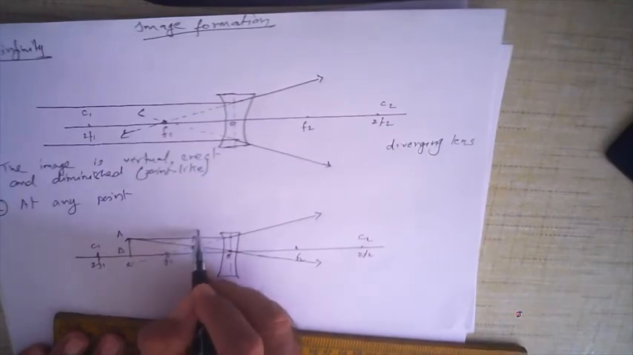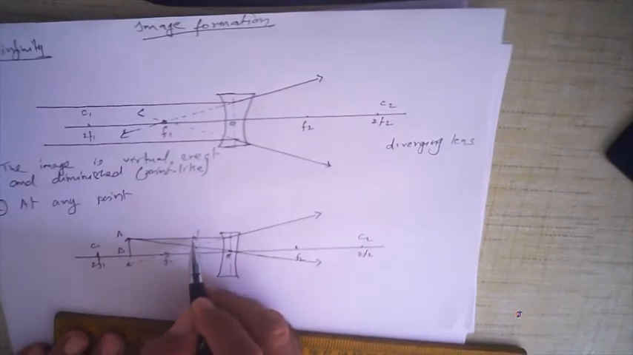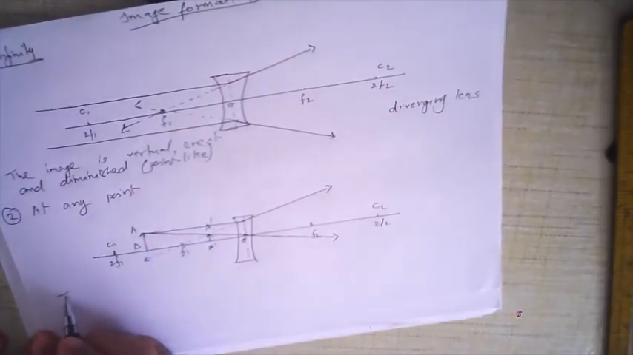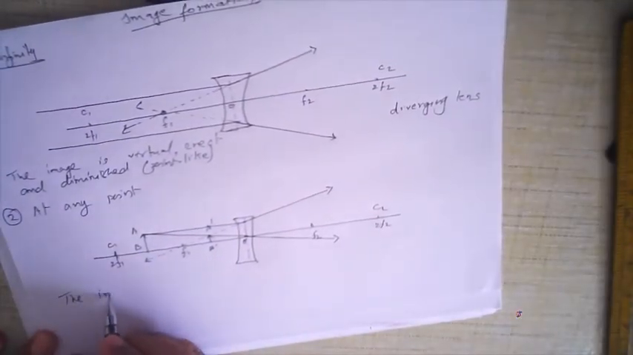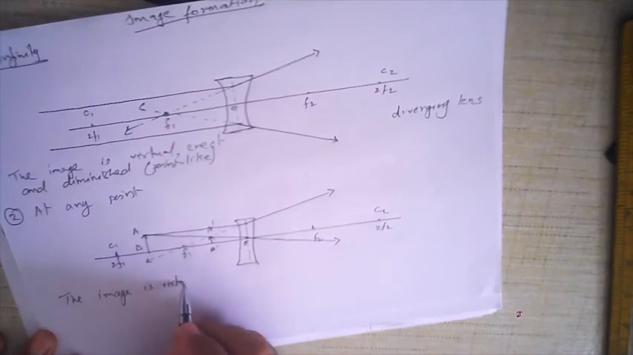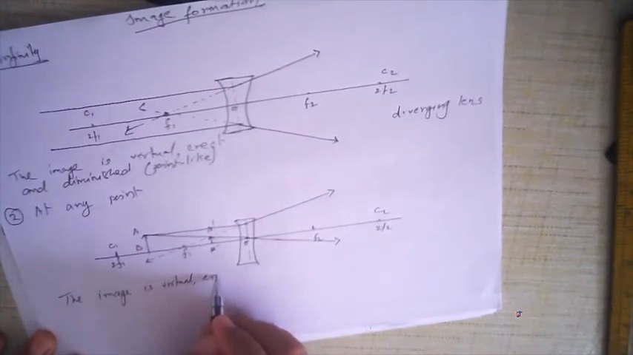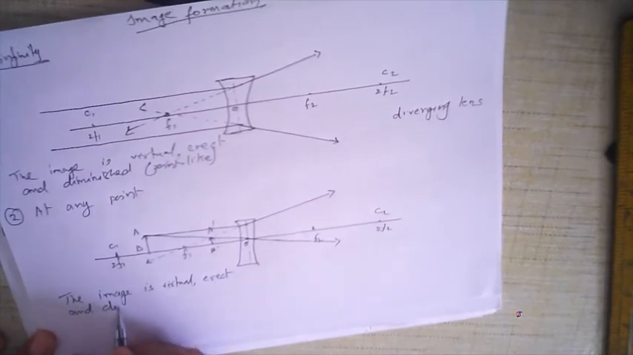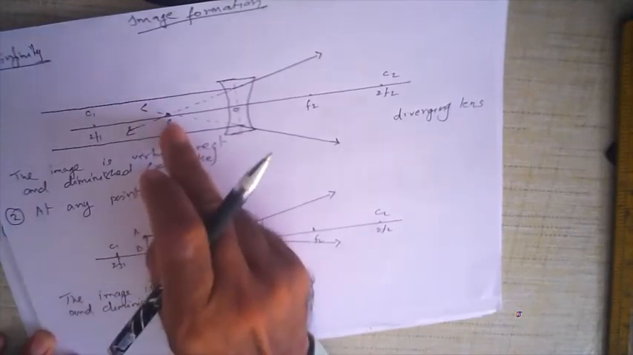An image is formed here, A dash, B dash. The image is formed here, and you can see it is erect. So this description is okay, there is no problem here. The image is not real, it is virtual. Because it is virtual, it is erect and diminished. But it is not like a point. It is smaller, diminished, but it is not point-like. In the earlier case, it was point-like.